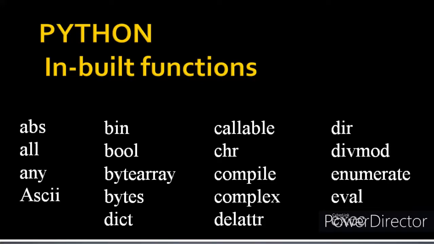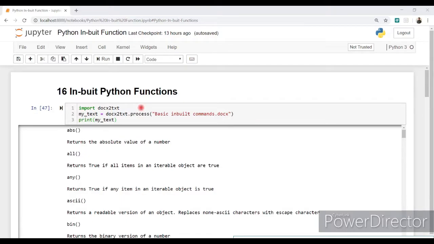In this video I will show you inbuilt Python functions like print, absolute, bool, negative, complex, etc. Let's take a look. So first of all, open Jupyter notebook and read this document.